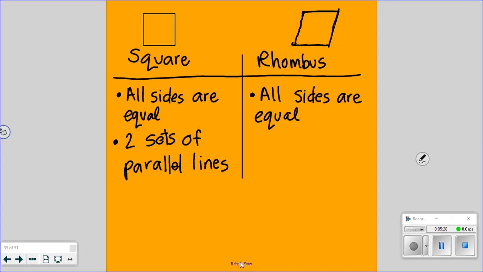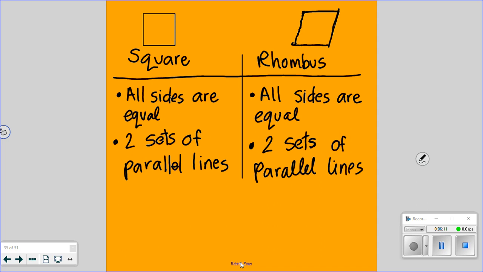One set. Perfect. Show me with your arms the sets of parallel sides on the square. So we've got up and down, that's one set, and top and bottom, that's the other set. Now Brogan said that that's true for the rhombus. If it's true for the rhombus, show me the parallel sides on the rhombus. Good, I see diagonals, and I see up and down. So again on rhombus, we're going to write two sets of parallel lines.